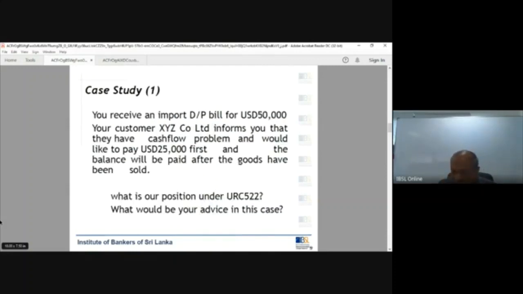Read this question and now give me the answer. You received an import DP bill for US dollars 50,000. Your customer XYZ company limited informs you that they have cash flow problem and would like to pay US dollars 25,000 first, and the balance will be paid after the goods have been sold. What is your position under URC 522? And what would be your advice in this case?